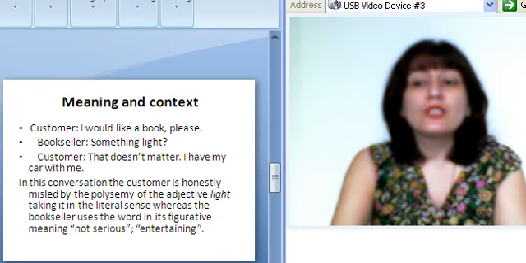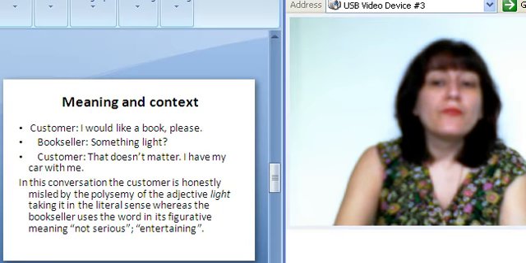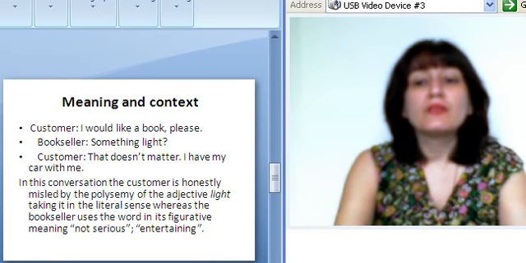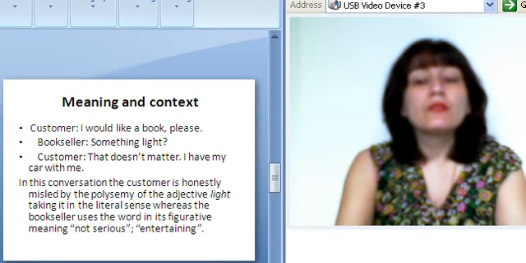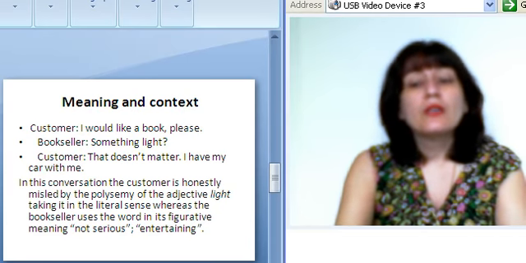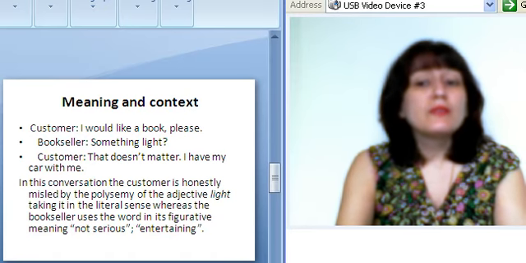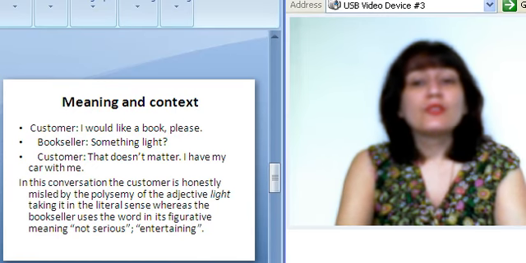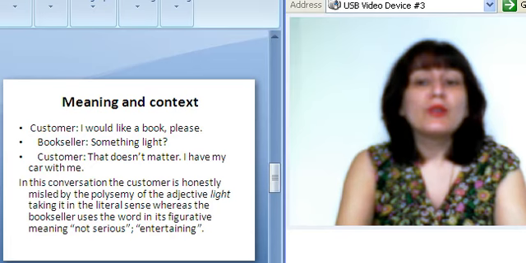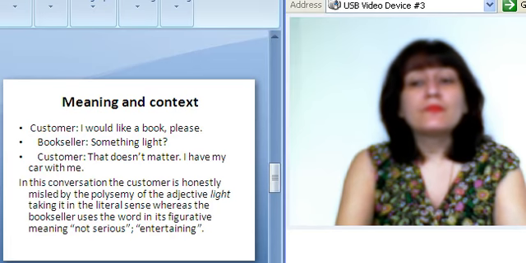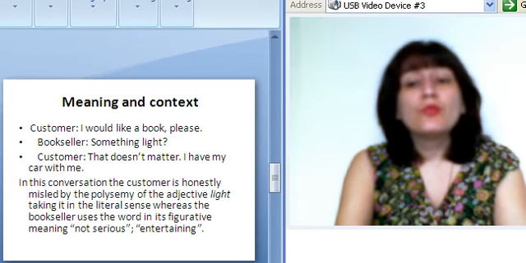The customer tells the bookseller, "I would like a book, please." And the bookseller asks, "Something light?" And the answer of the customer is, "That doesn't matter, I have my car with me." In this conversation, the customer is honestly misled by the polysemy of the adjective light, taking it in the literal sense, whereas the bookseller uses the word in its figurative meaning, not serious, entertaining.